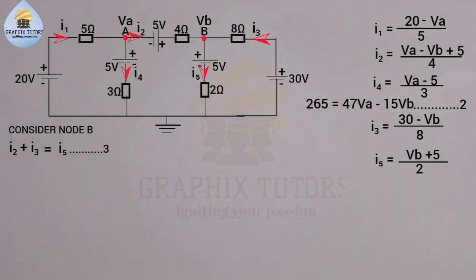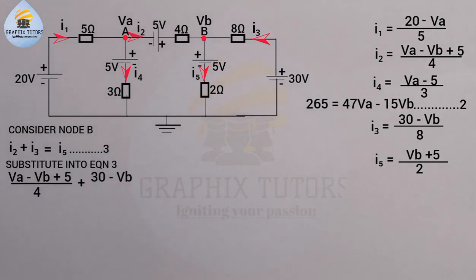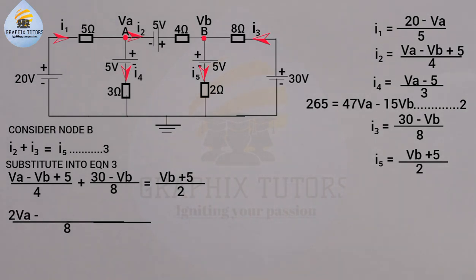Wherever I have I2, I will put VA minus VB plus 5 over 4, plus I3, which is 30 minus VB all over 8, equals I5, which is VB plus 5 all over 2. Is that okay now? Now look for the LCM of 4 and 8, and the LCM is 8. So 4 into 8 is 2. 2 times VA is 2VA. 2 times VB is 2VB. Plus 2 times 5 is 10. Plus, 8 into 8 is 1. 1 times 30 is 30. And 1 times VB is VB. Equals VB plus 5 all over 2. Is that okay now?